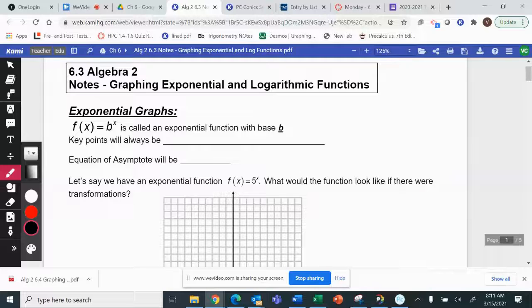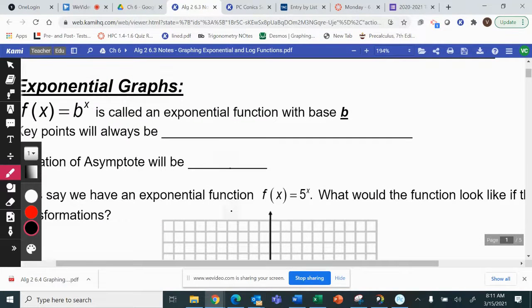Okay, so reviewing exponential equations to start. Here's an exponential equation: f of x equals b to the x, and the base is the b. When we do key points, they should always be -1, 0, and 1.